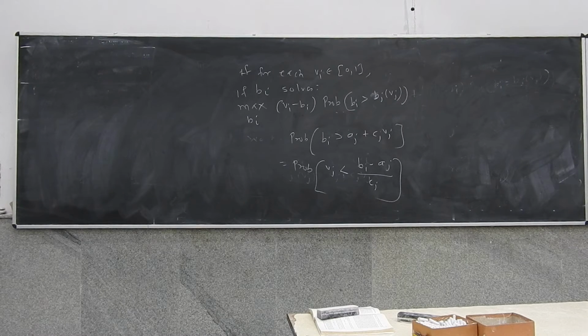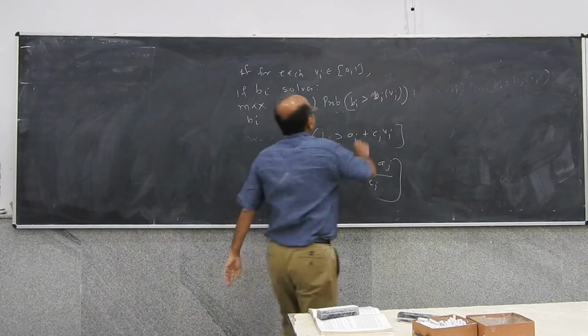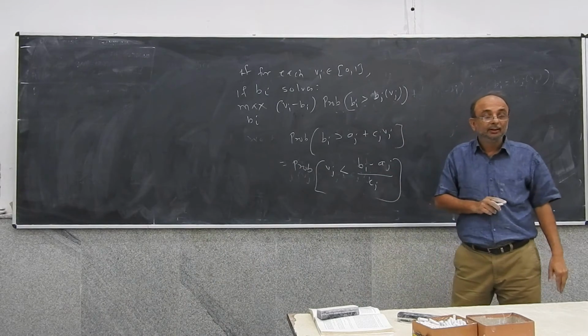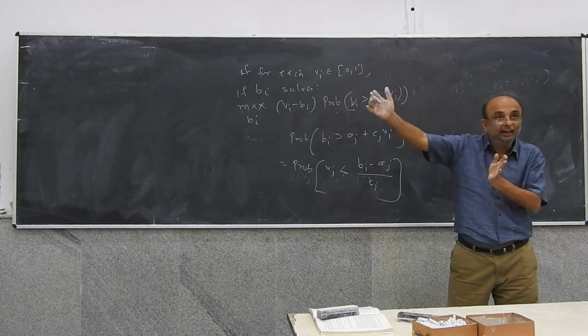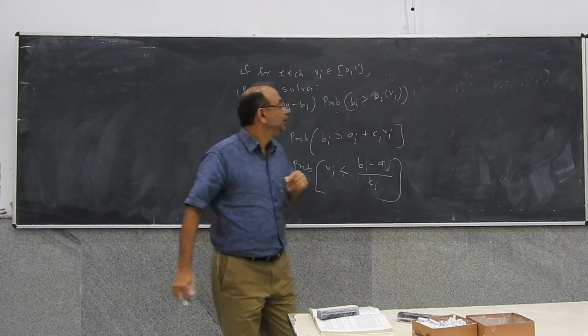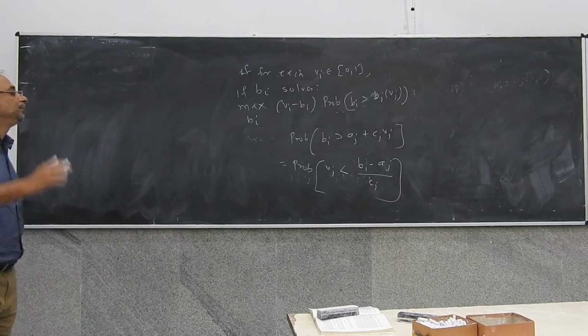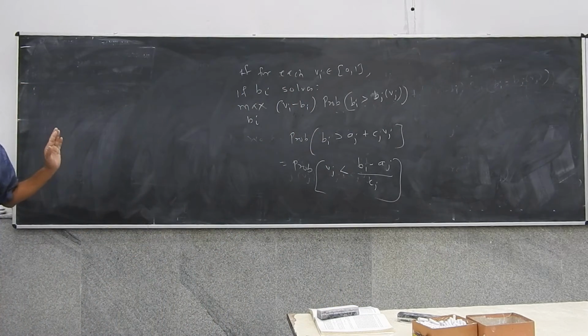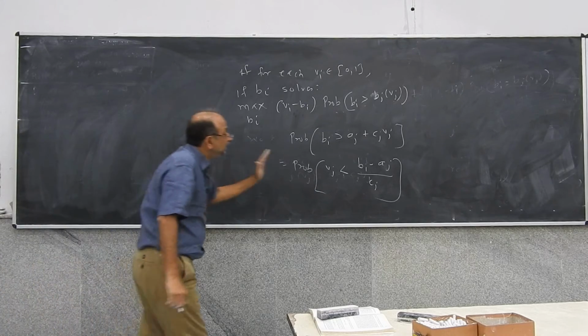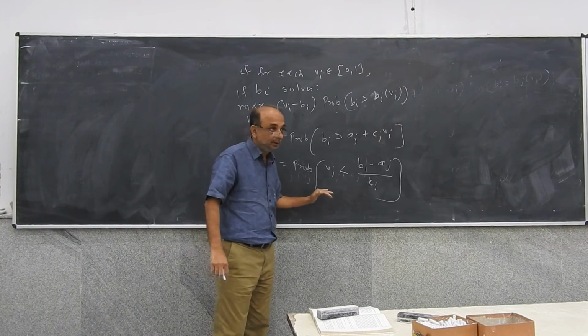Everybody gets that? It's just a transformation. You said that the probability is equal to 0 because it's a specific point. Isn't this probability also specific? No, it is Bi greater than Bj, so it's an interval, not an equality. So Bi greater than Aj plus Cj Vj. Is this clear? So essentially we are looking at Vj less than Bi minus Aj upon Cj.